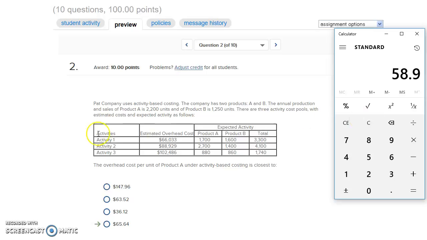So if I wanted to find out the overhead cost per unit of A, I have how much it's going to be now per activity. I can just figure out what each of these is going to cost me. So if activity A, my mixing, I think I said, is going to cost me $20.01, and I have 1,700 of them, I'm just going to take 1,700 times 20.01. So for activity A, that's going to cost me $34,017.